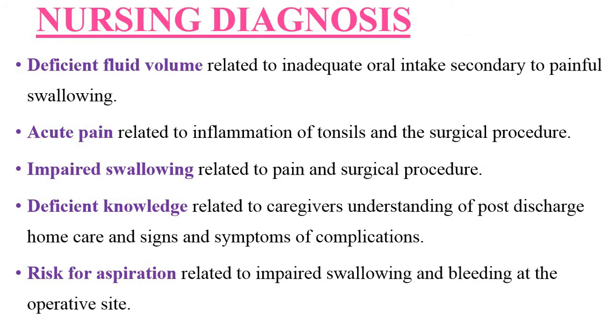So, we'll see the common nursing diagnoses. The child may develop deficient fluid volume related to inadequate oral intake, secondary to painful swallowing. Then acute pain related to inflammation of the tonsils and the surgical procedure. Then impaired swallowing related to pain and surgical procedure. Then deficient knowledge related to caregivers' understanding of the post-discharge home care and signs and symptoms of complication. The next one is risk for aspiration related to impaired swallowing. So all these nursing problems are formulated on the basis of the observation of the child.